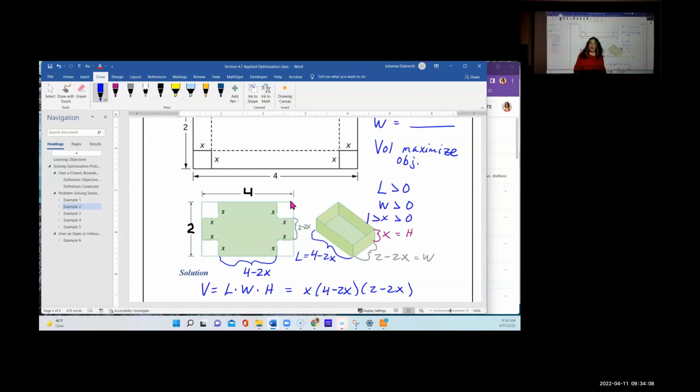Does everybody see that? If you're looking at the shortest side, which is the width, and I cut an X distance from each side, I still want to have some left to fold up. Since the whole side was 2 to start with, half of 2 is 1. So I've got to cut less than 1 from each corner to still have something that I can fold up. So I have a constraint on X, which is that X is less than 1 and greater than 0. Okay.